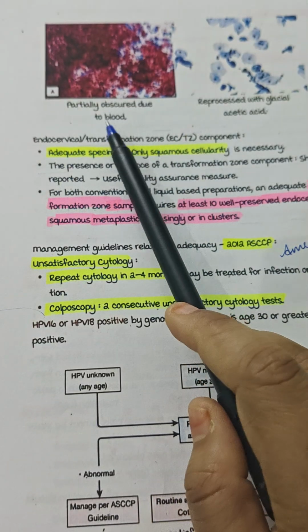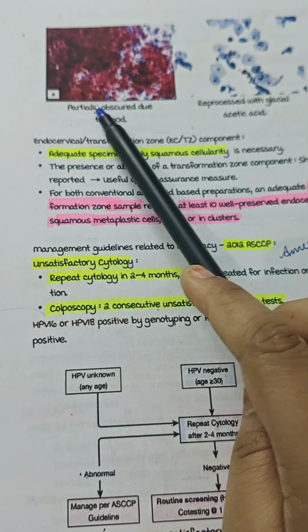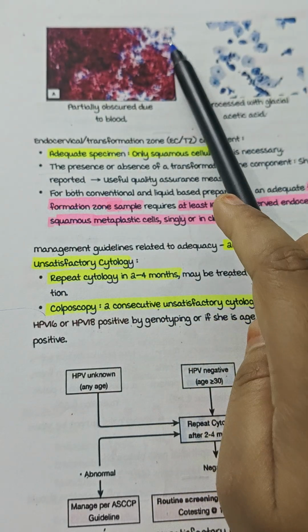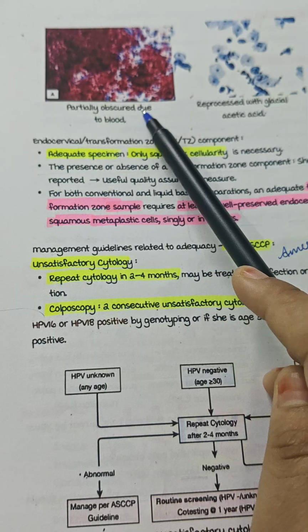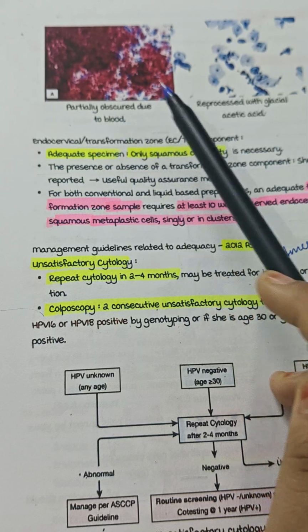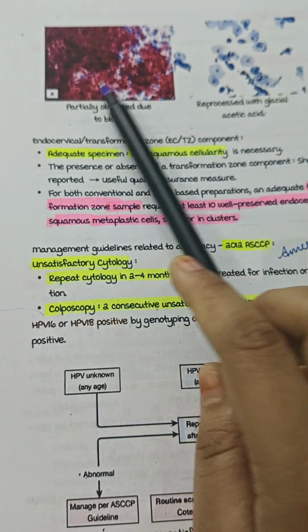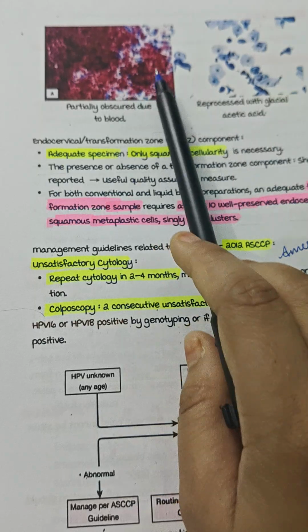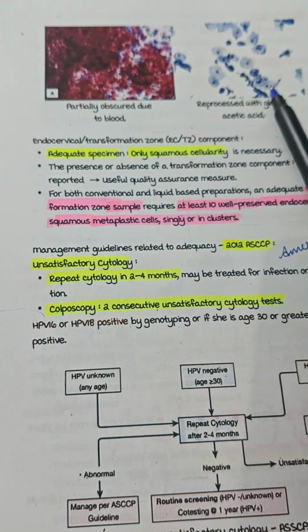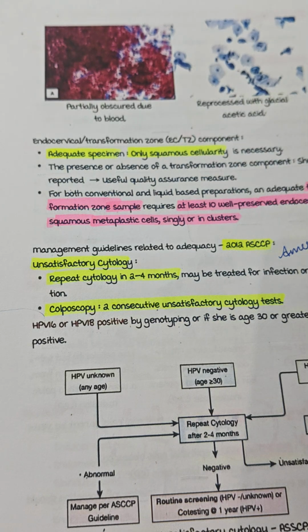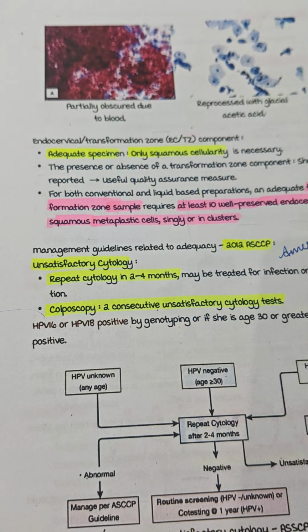Now in this image you can see that this is completely covered by blood, and there are some cells which are visualized. So this specimen is partially obscured due to blood, and then this is reprocessed with glacial acetic acid, which has dissolved the blood component, and now you can easily see the normal cells in this specimen.